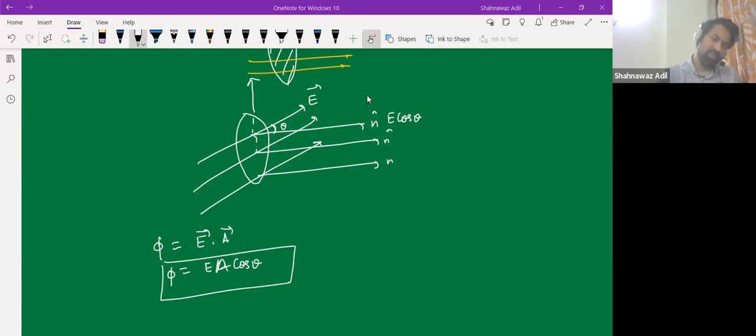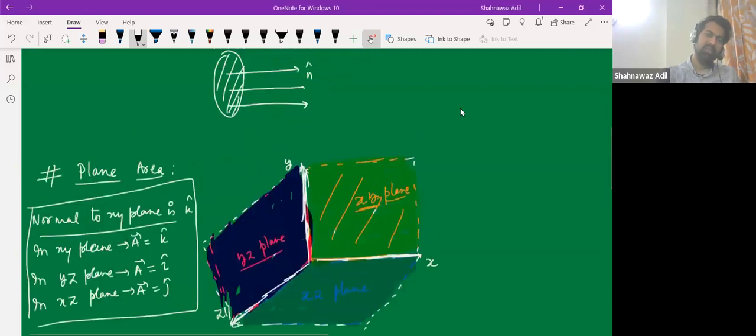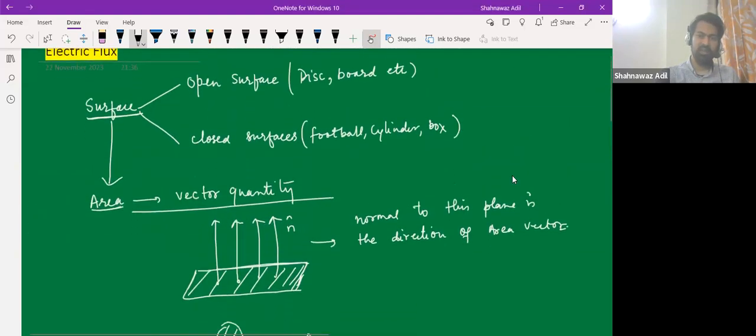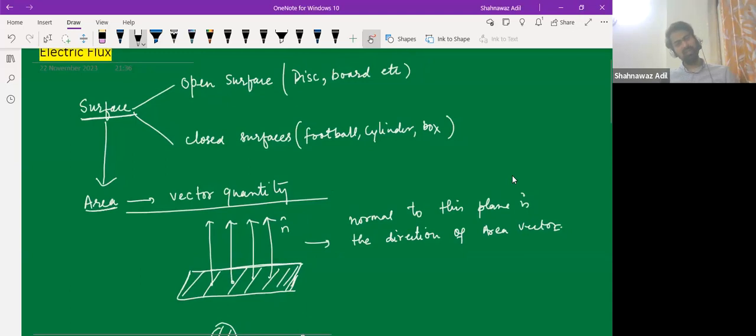Okay, please note it down, and then we will do a couple of questions. So you guys understood what is electric flux? Electric flux is the total number of electric field lines. Electric field lines we already know. So electric field lines passing normally to the surface.